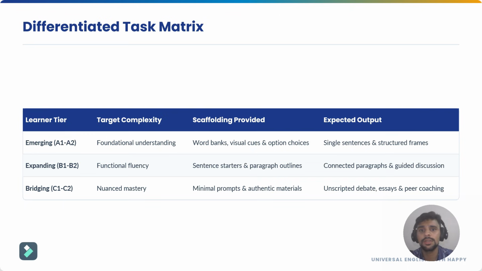For bridging learners, level C1 to C2, the target is nuanced argument, advanced vocabulary, and spontaneous debate. The scaffolding could provide minimal prompts, giving them an authentic news quote or controversial policy statement. Here, the expected output could be unscripted mini debates, critical analysis, or acting as peer facilitator for other groups. Notice how every student explores technology and modern life, but each tier operates at an appropriate cognitive and linguistic level.